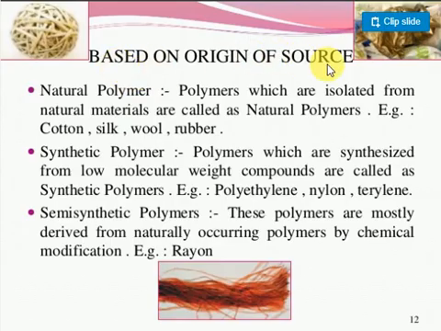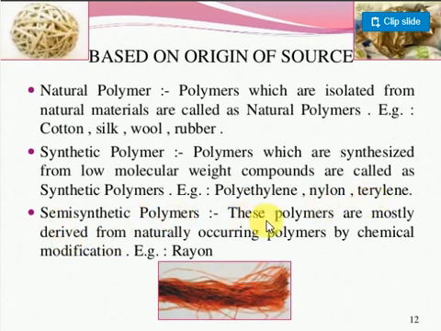Based on the sources, they have been classified, as discussed. Natural polymers are the polymers which are isolated from natural resources only. Examples are cotton, silk, wool, rubber. They are natural polymers only. Synthetic polymers are polymers synthesized from molecules using petrol, kerosene, diesel and so on. Nylon is prepared generally from coal, water, and some amount of carbon dioxide. Examples of synthetic polymers are polythene, nylon, terylene.